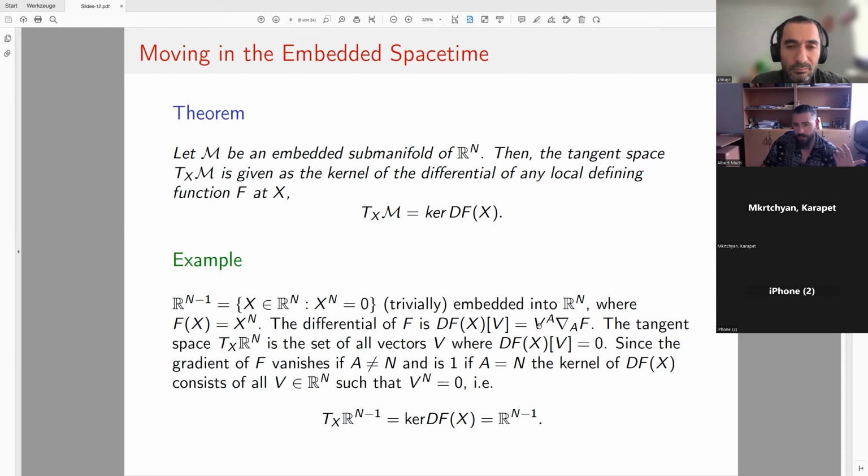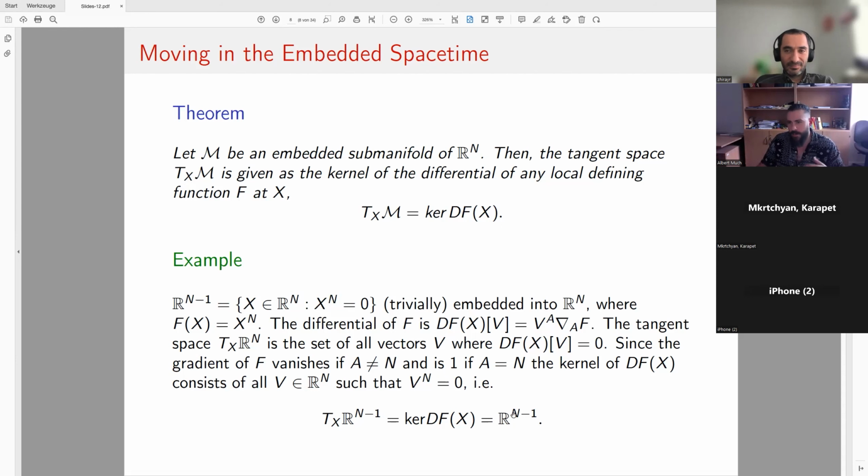The differential of that is just v^A nabla_A of f. And this is 0 if A is unequal to n, and 1 if A is equal to n. So you see, if A is equal to n, then dxn of xn is 1. And this basically means the kernel consists of all vectors in Rn such that vn is equal to 0. So I proved an extremely trivial fact, but in a somewhat more complicated language. I just showed you that the tangent space of Rn-1 is Rn-1, which is already known.